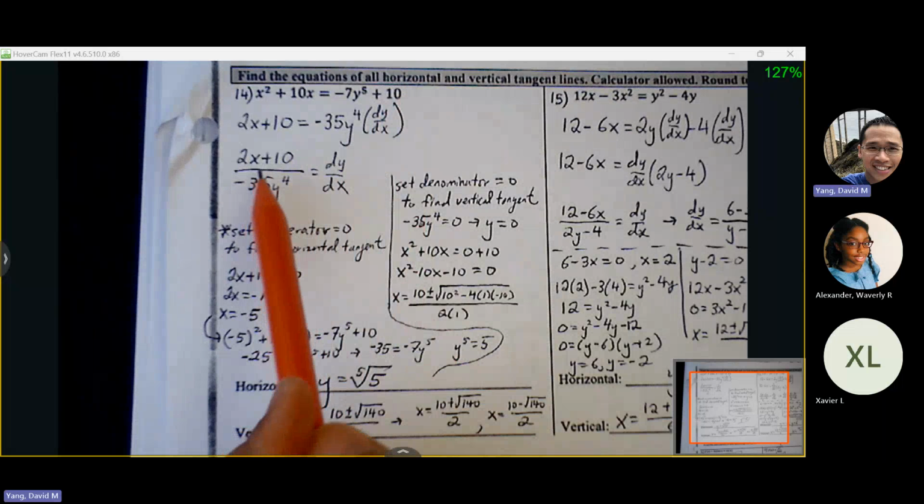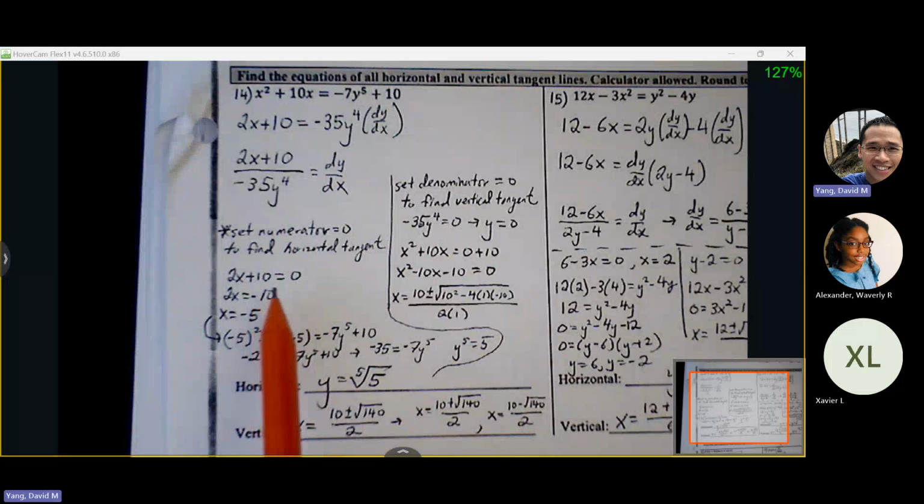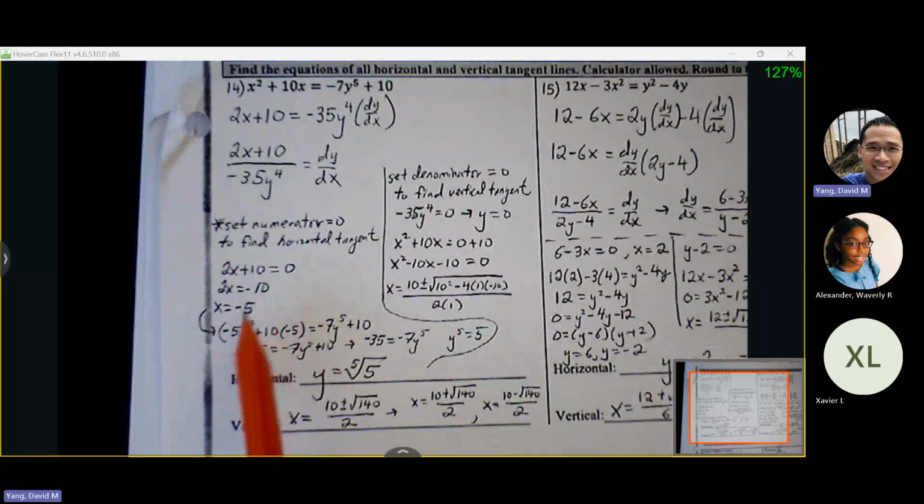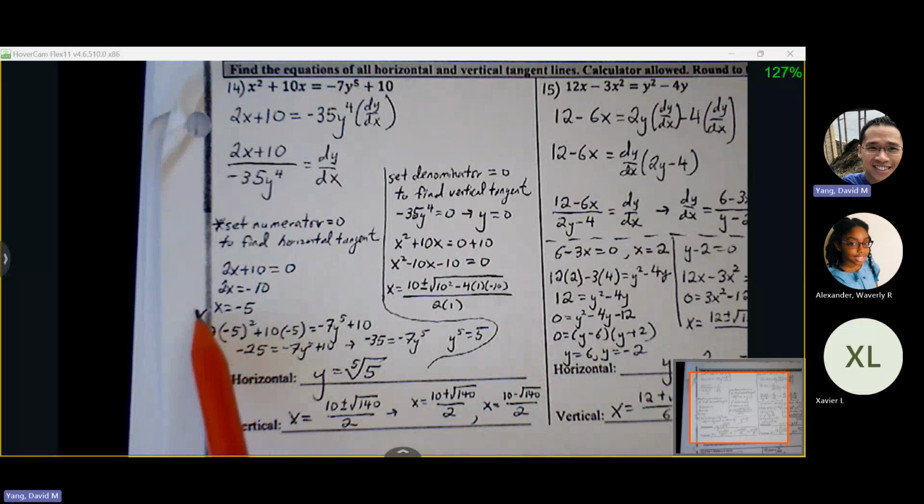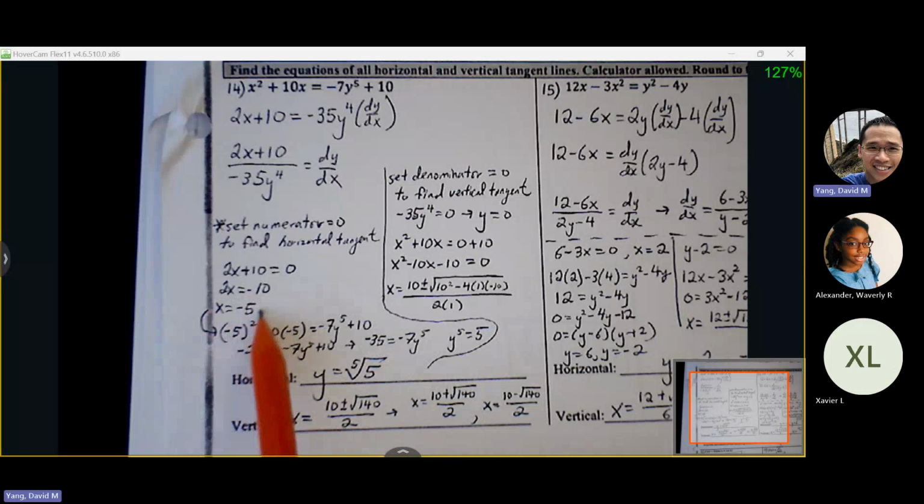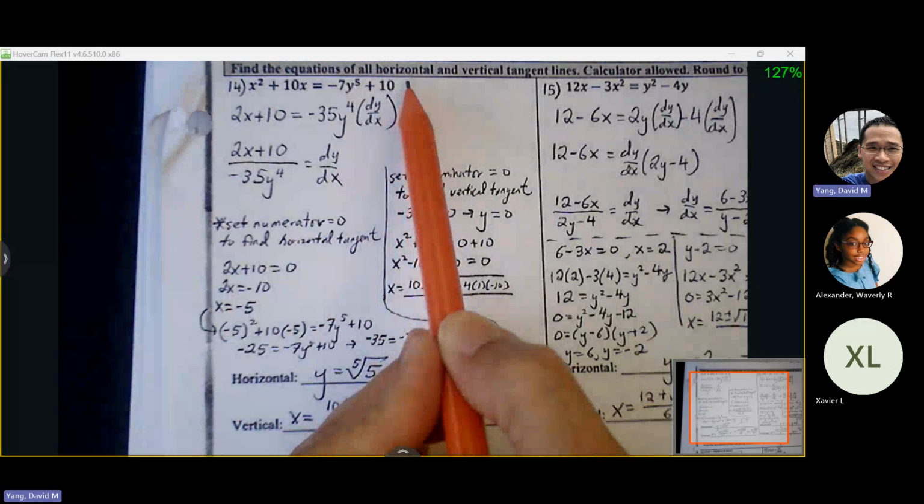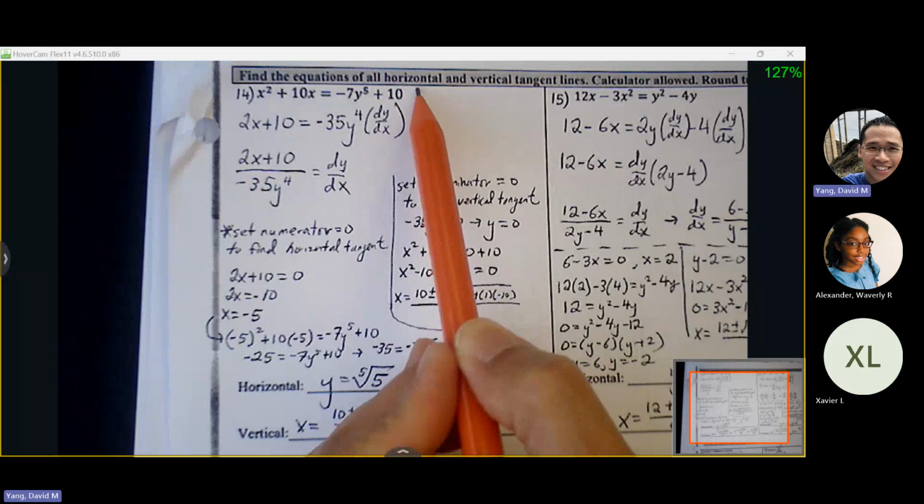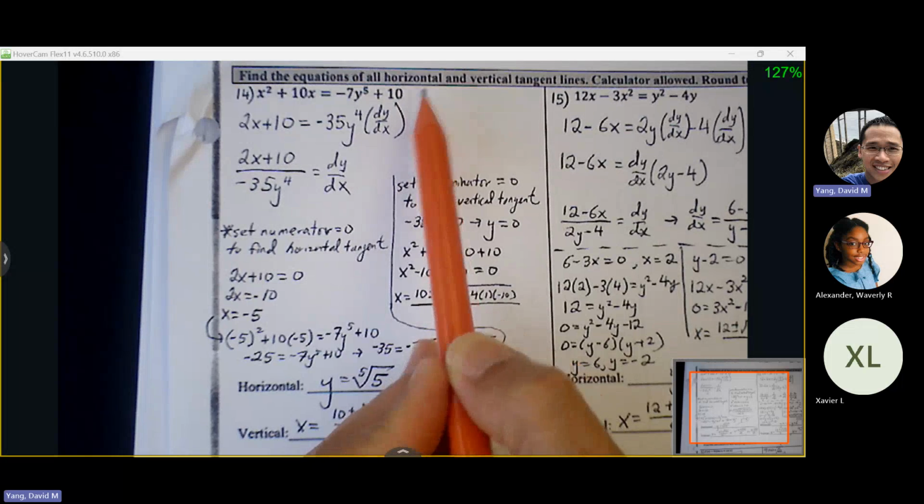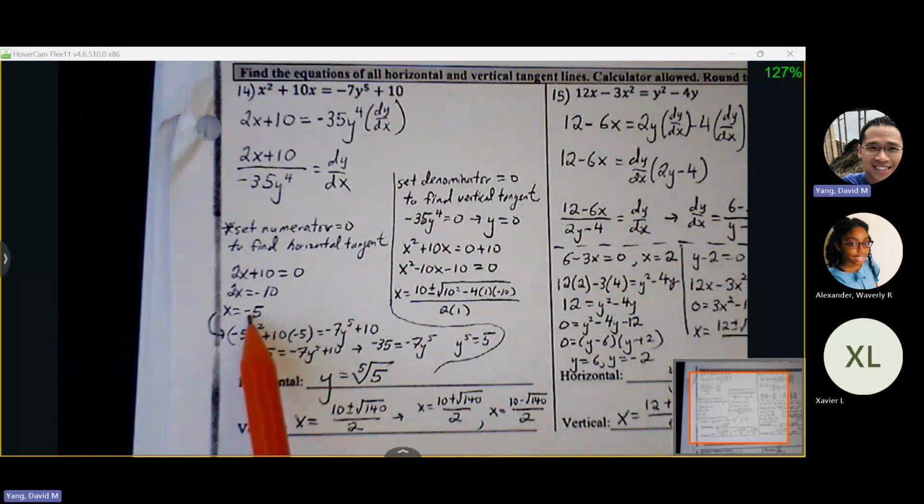So I set my numerator equal to 0. I get 2x plus 10 equals 0, 2x equals negative 10, x equals negative 5. Now, I have a location for my horizontal tangent, but I know that a horizontal tangent is going to have to be a y equals equation. So I don't have my full information yet.